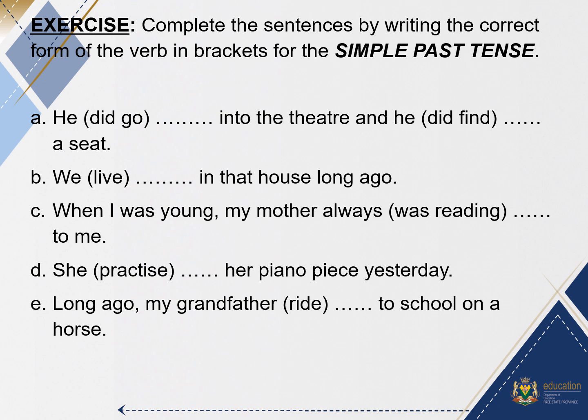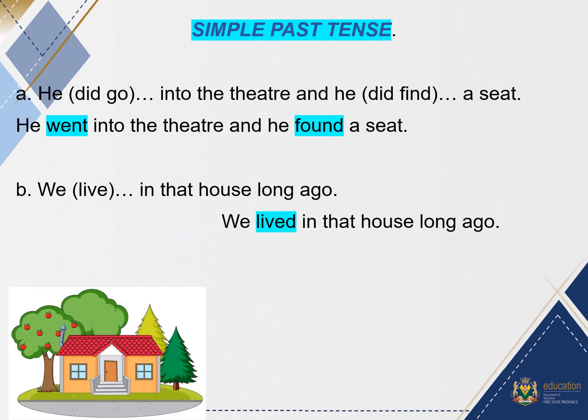When I was young, my mother always read to me. Now remember, with the word read, it's I read to my children, but in the past tense, I read to my children. Then she practiced her piano piece yesterday. Here we have a time word. You'll see that some of these have included time words for you. She practiced her piano piece yesterday. Long ago, my father rode to school on a horse. Note that not all of our past tense words will just take an ed at the end. So practice. Now we can look at how it changed.